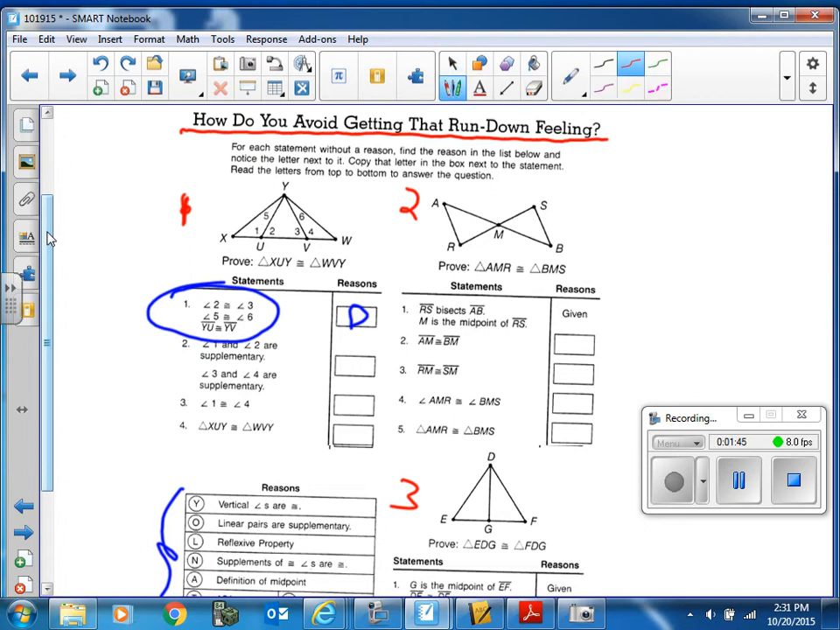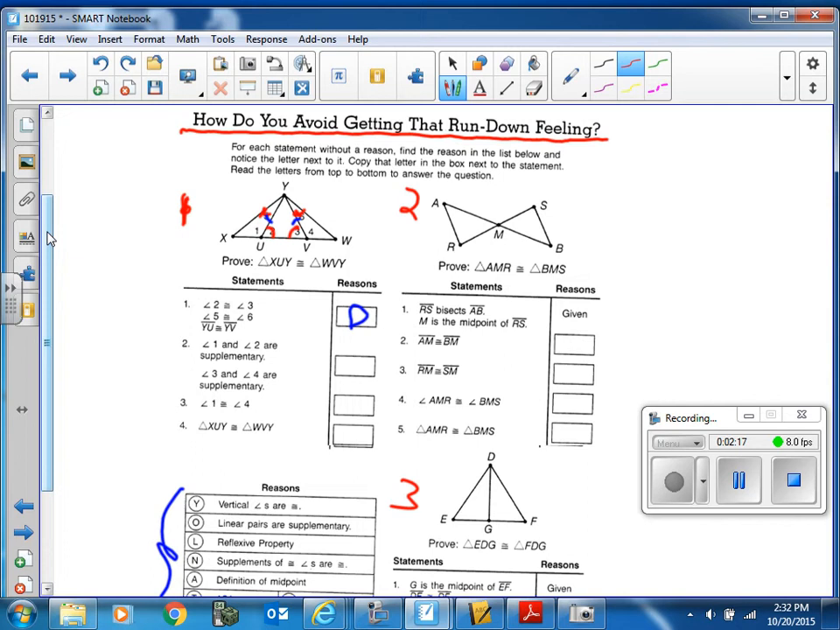It says angle 2 is congruent to angle 3. Angle 5 is congruent to angle 6. That's important because that's actually inside of our triangle. And YU is congruent to YV. So we actually already have an angle and a side that we know are congruent to one another. Let's look at our next piece of information that they give us.